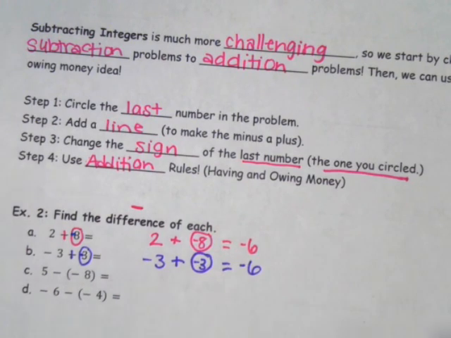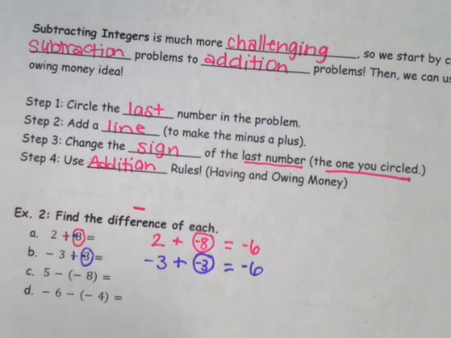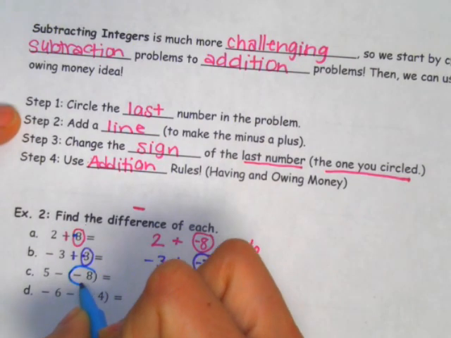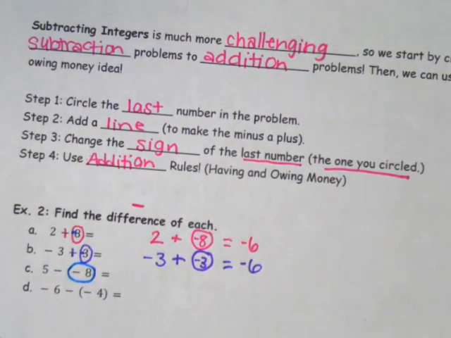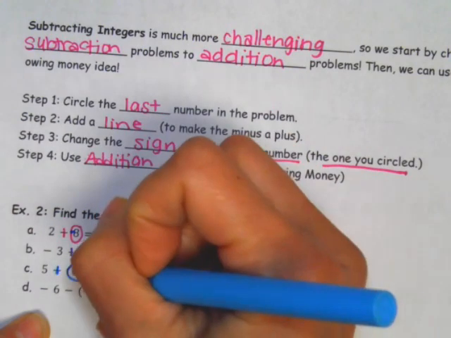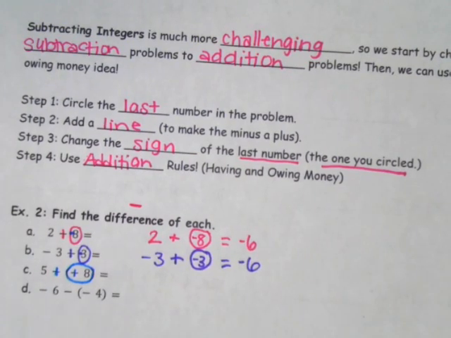All right, let's do it again. Look in the middle. You have a minus sign, right? So the first move is going to be to circle the last number. Sometimes it's in parentheses, and that's okay. So that's a -8 in there. All right, you circle it. Now we're going to add a line to the minus sign and change the sign. This one is a little bit clearer, so I don't have to rewrite it. So add a line and change the sign.